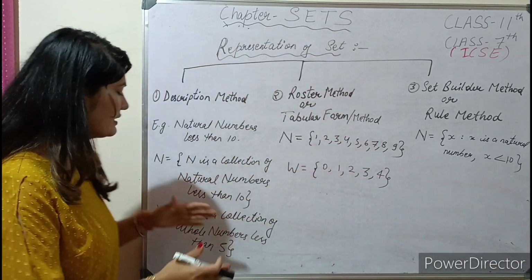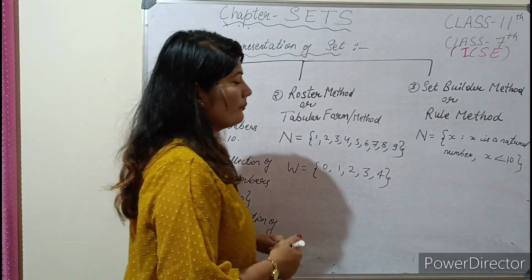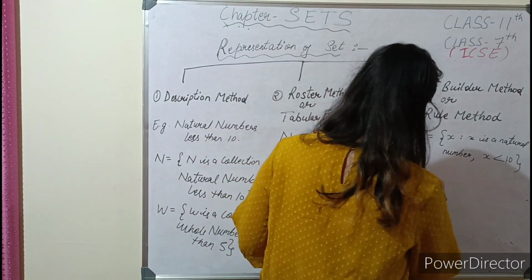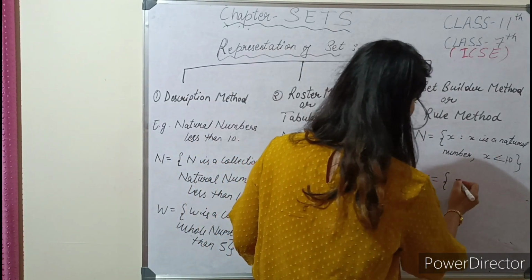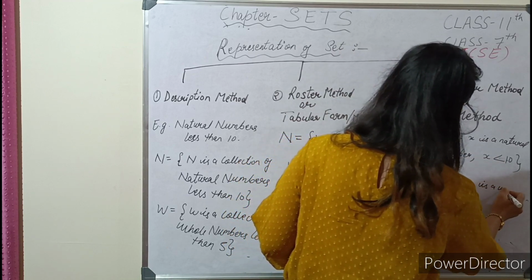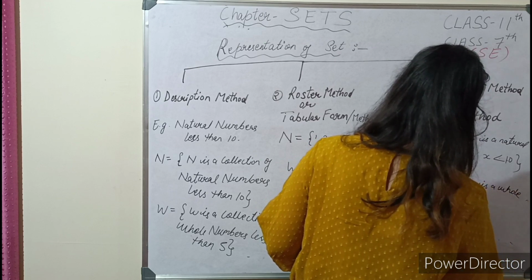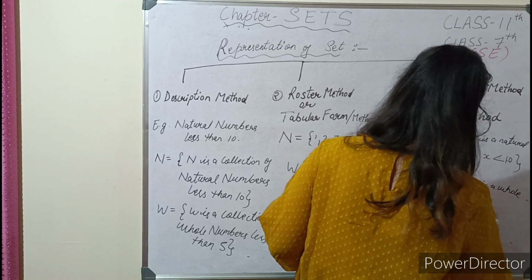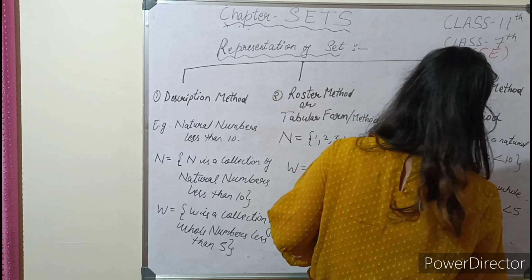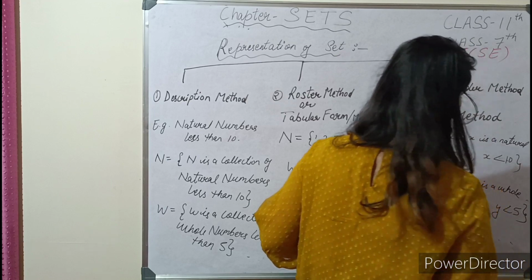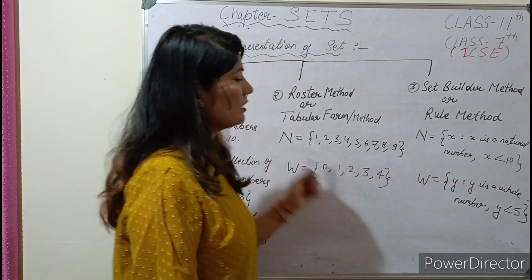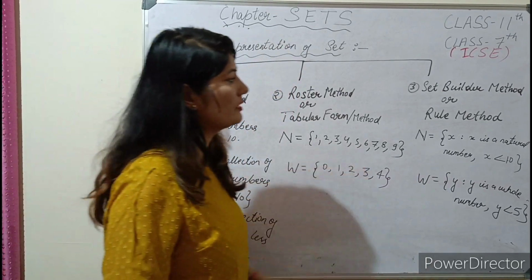And the last one is the set builder method. Again, if you have to write the same example in the set builder way, just now I told you, you can assume any variable. So capital W is equal to, you can take Y as a variable such that Y is a whole number where the value of Y is less than 5. So make a less than sign and less than 5 and close the bracket. So this is the way to represent the whole numbers less than 5 in the set builder method.